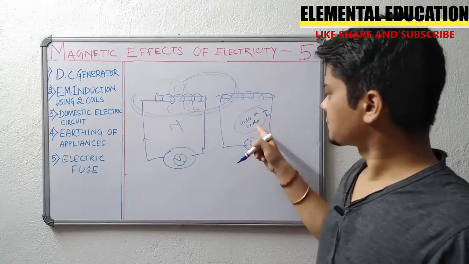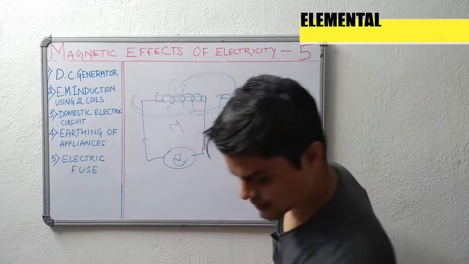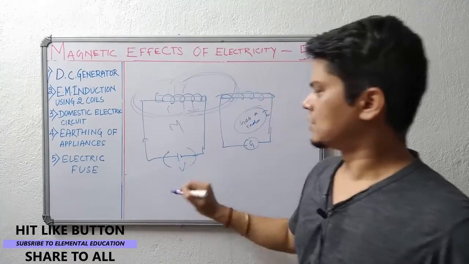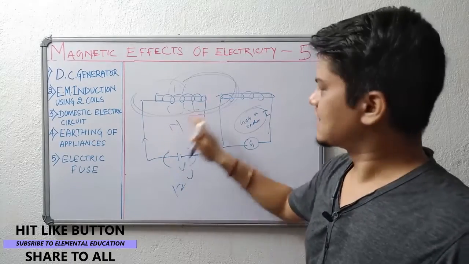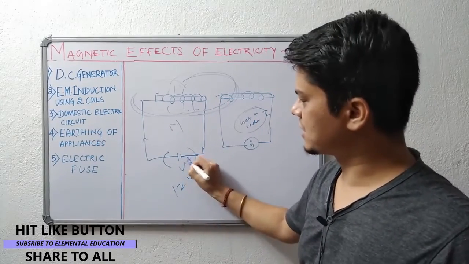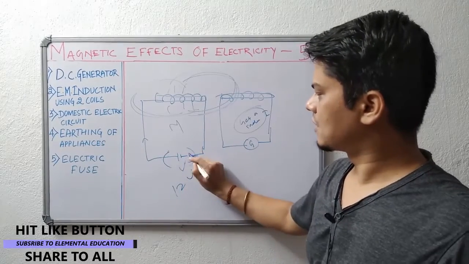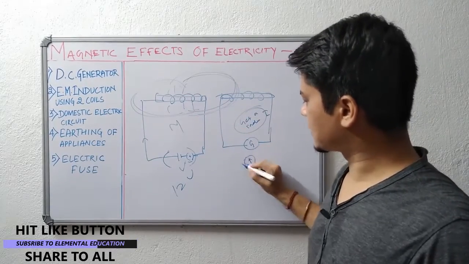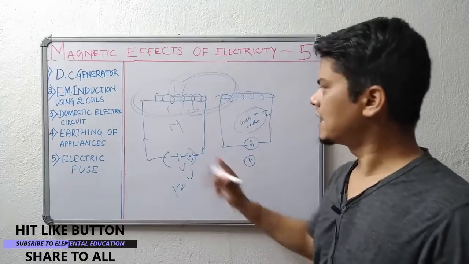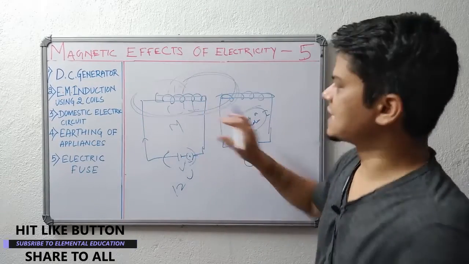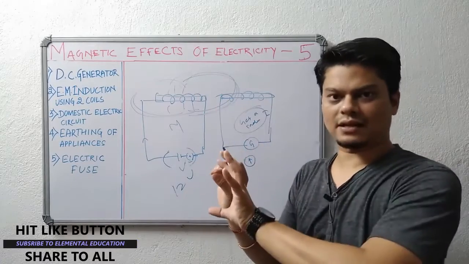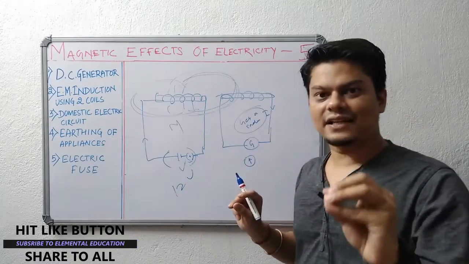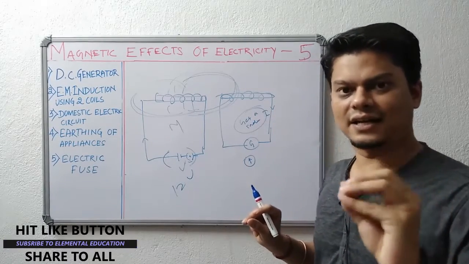Suppose this is a DC voltage. Suppose I am taking a DC voltage of 12 volts for our experiment. In this case, if I switch on this switch, what will happen? There will be a deflection in this galvanometer, the needle will deflect. Why? Because the magnetic field is created suddenly. When we are moving a magnet, that means we are creating a changing magnetic field suddenly, and there is an instantaneous current induced.